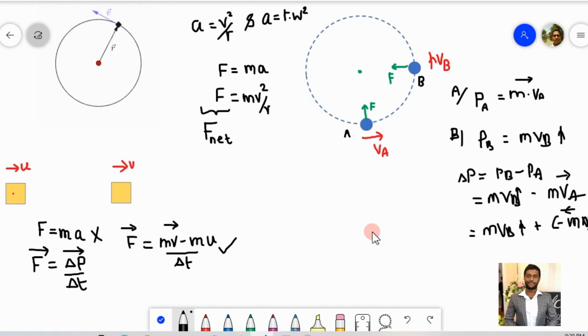So let me find the direction of the difference between these two linear momenta. Yeah, this is the direction of the difference between these two linear momenta. That means the external force should be in this direction. Actually, this is exactly what Newton said.